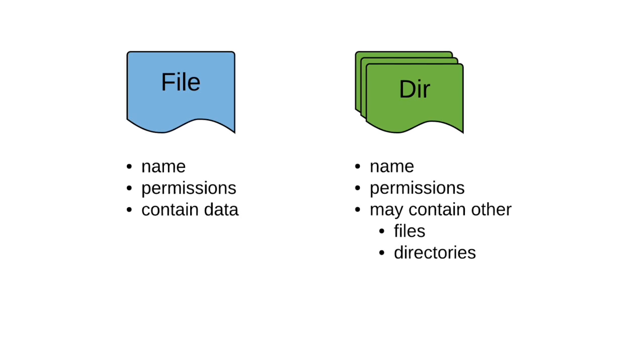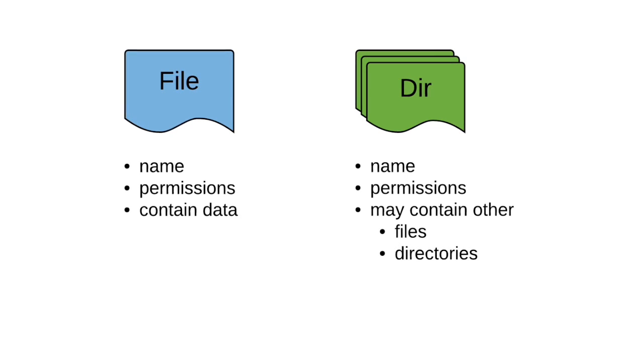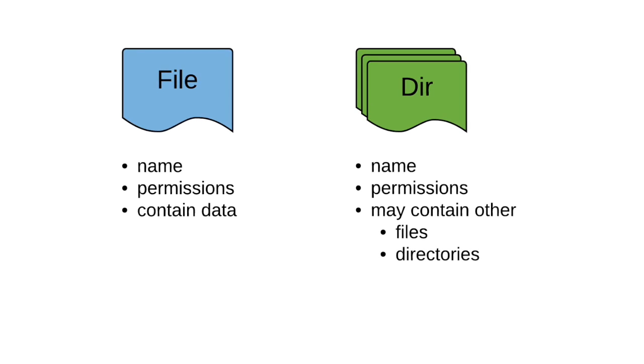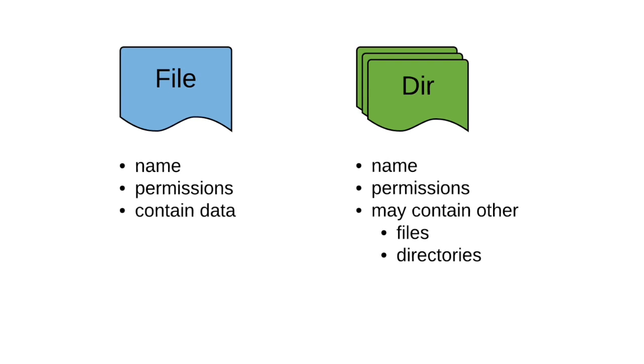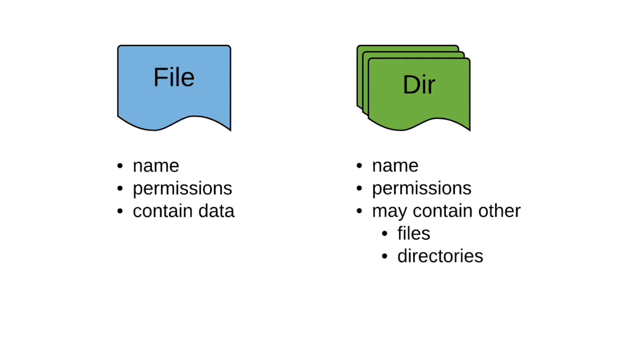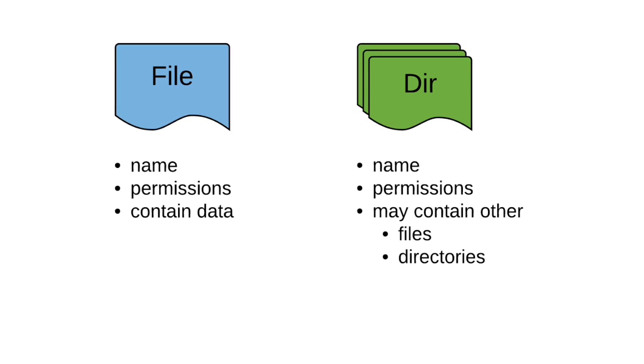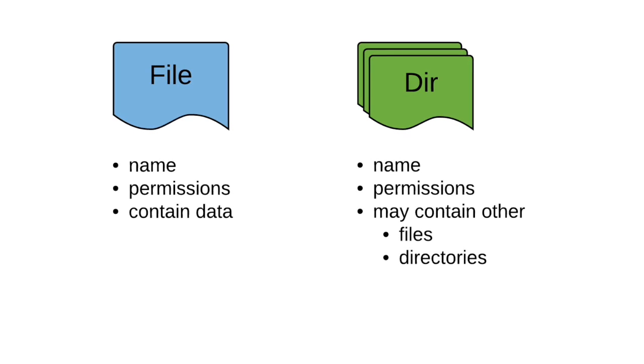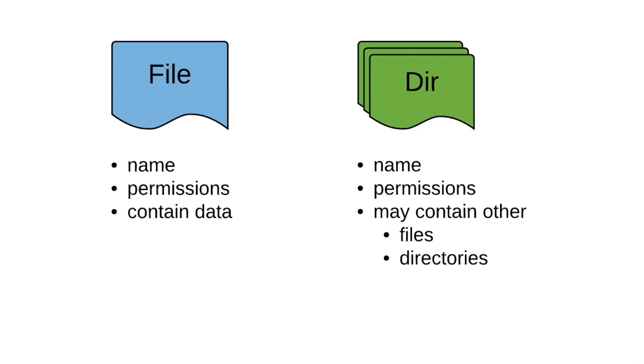The difference between files and directories is that files may contain data, but directories may contain other files which contain data, or other directories which may contain other directories and other files, and so on and so forth. This can continue on and on until your hard drive runs out of space.